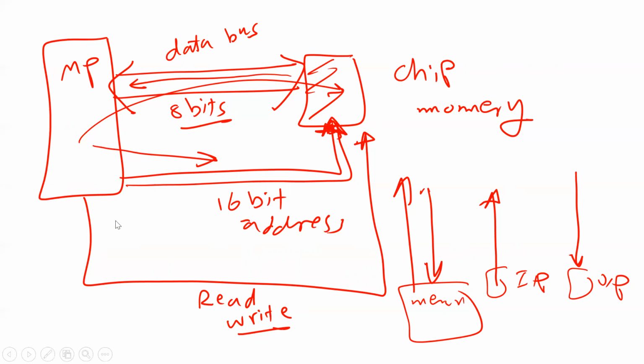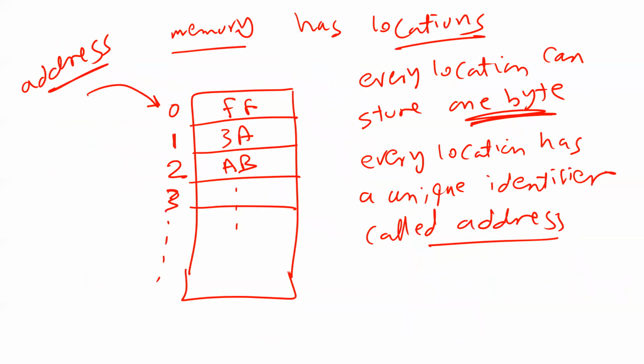Also, we have here a control bus, as I mentioned. This control bus has to tell the memory, do you want to read or write? Because how can the memory know if you want to read or write? Memory can do one of two things, read or write. So you have a control signal to tell the memory whether you want to do writing or reading. This is the control bus.